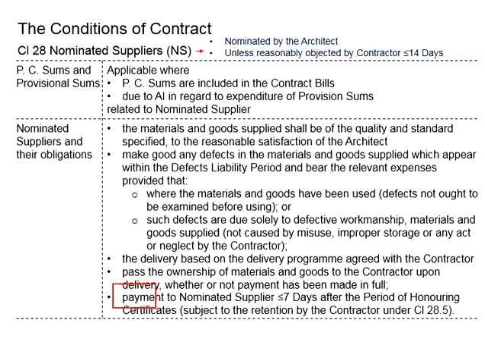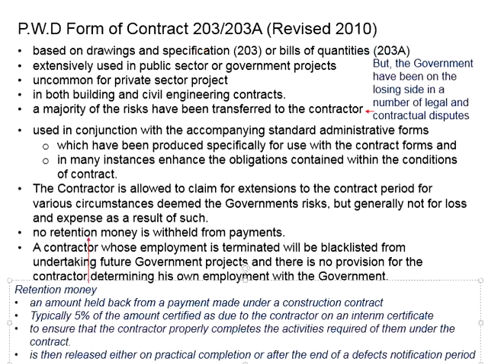Next, regarding the payment. The payment to the nominated supplier will need to be done within 7 days after the period of honouring certificate. Of course, this is subject to the retentions by the contractor. The retentions means a certain amount of the payment is held back by the contractor, which is typically 5% of the amount, to ensure the good quality and good condition of the material supplied. And at the end of the defect liability period, the retention fund shall be fully released back to the nominated supplier.